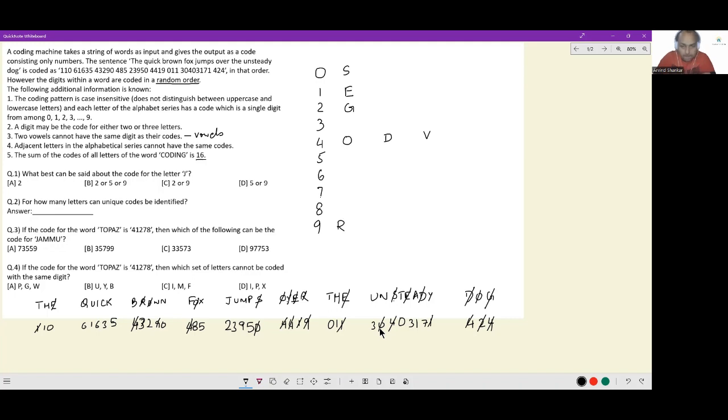Now A, unsteady A. A can be 3. I'm looking at unsteady A. A can be 3. A can be 0. A can be 3. A can't be 1. A can't be 1, because we were told that two vowels cannot have the same digit as their code. So because E is already 1, A can't be 1. Okay.